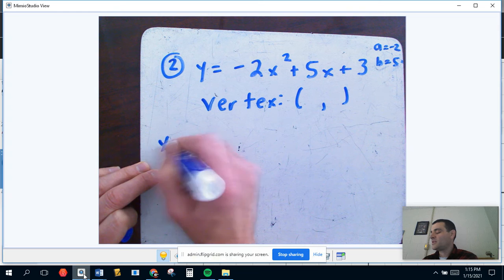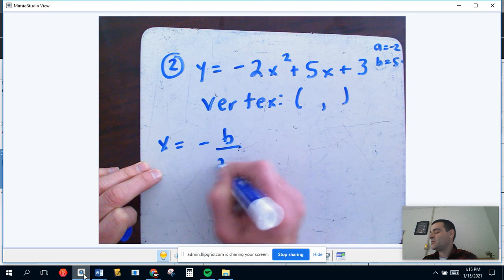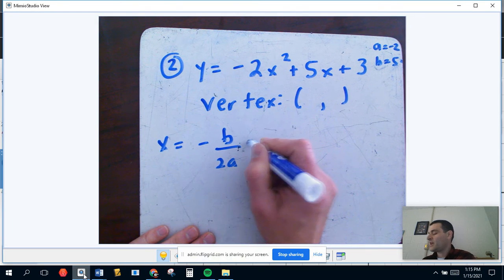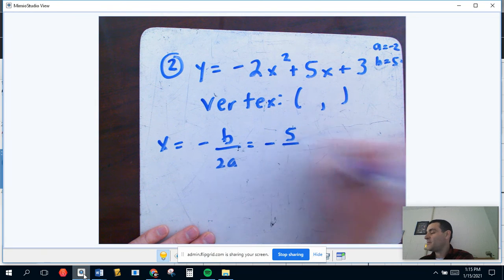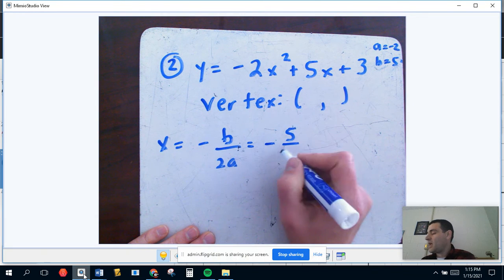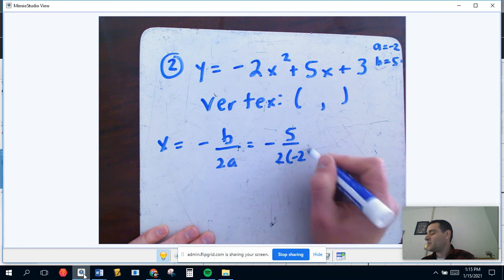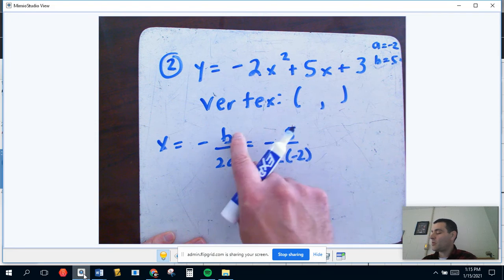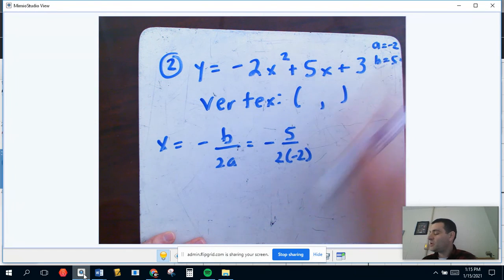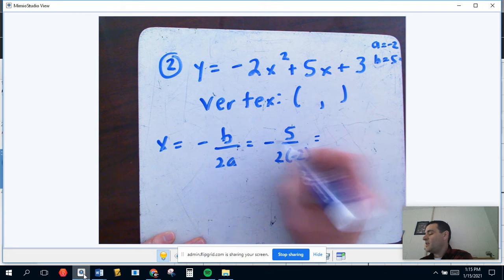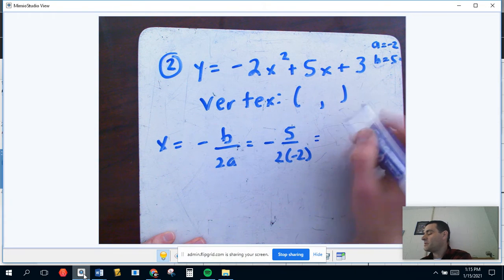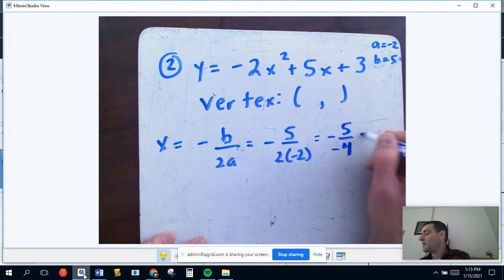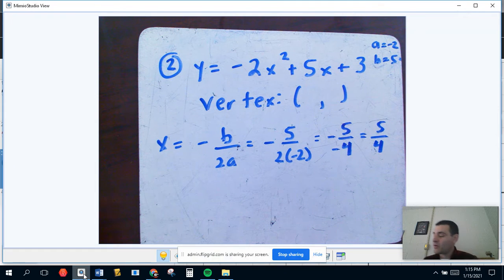All right, so we know x is negative B divided by 2 times A. So in this case, that's going to be negative with a 5 in the B position and a negative 2 in the A position. So I put 5 where B is, put negative 2 where A is. So it's negative 5, and 2 times negative 2 is negative 4. Now the negatives will cancel. Okay, so we got an x coordinate of 5 fourths.